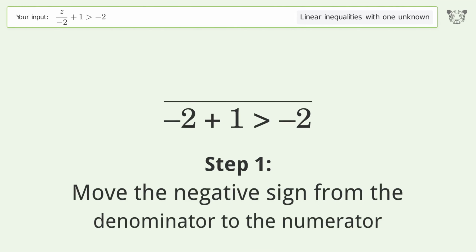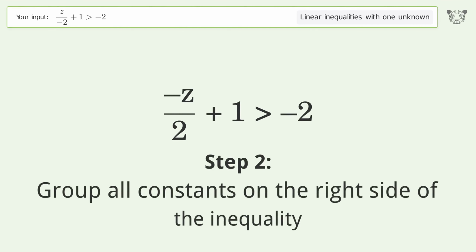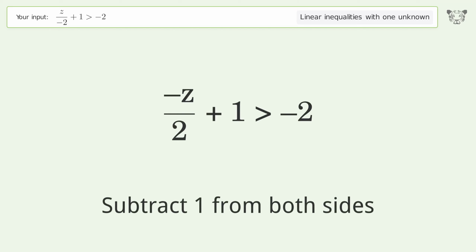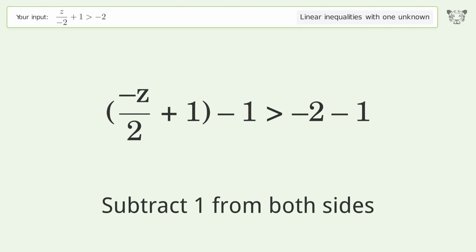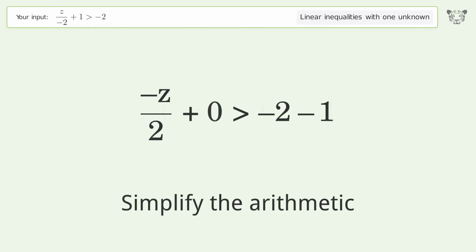Move the negative sign from the denominator to the numerator. Group all constants on the right side of the inequality. Subtract 1 from both sides. Simplify the arithmetic.